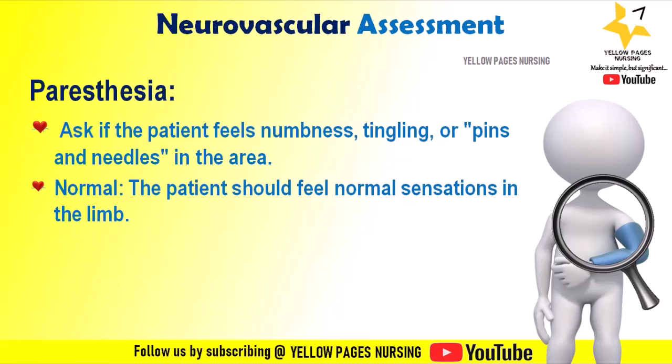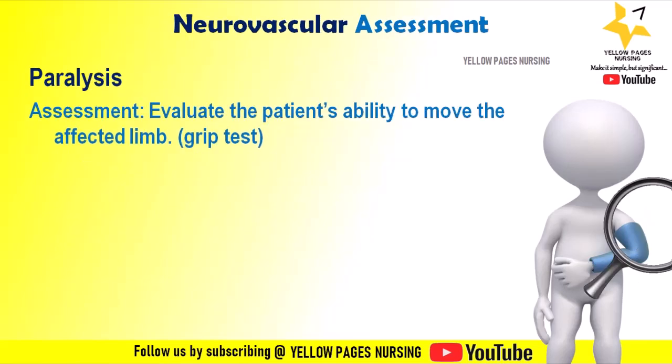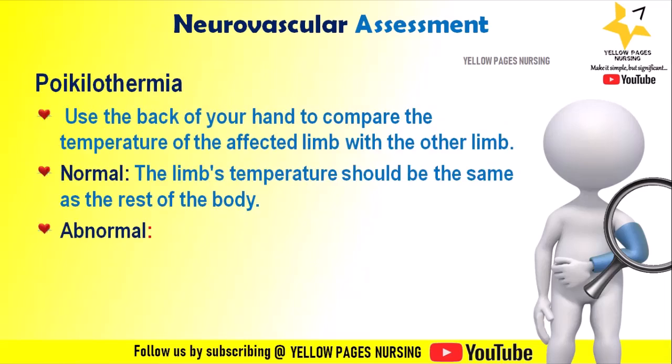Next P is paralysis. Assessment of paralysis includes evaluating the patient's ability to move the affected limb or digits. Ask them to wiggle their fingers or toes or perform a grip test if applicable. In normal findings, the patient should be able to move the affected limb without any difficulty. Abnormal findings might include inability to move the limb, or muscle weakness, which may suggest nerve damage or severe compartment syndrome.